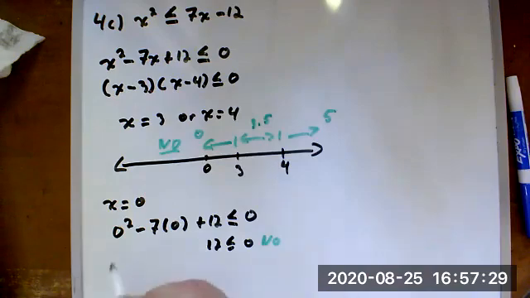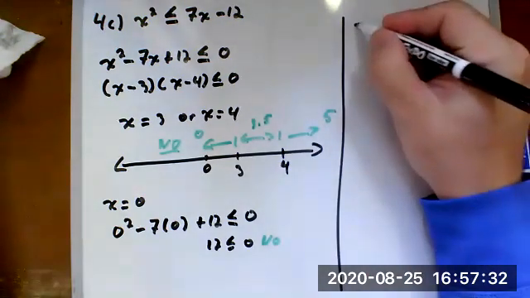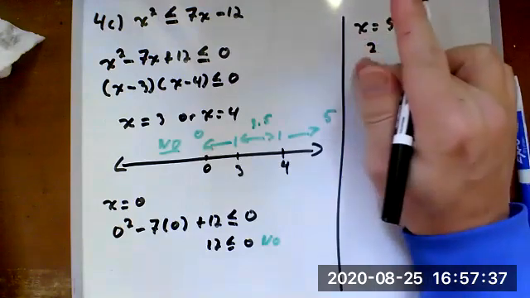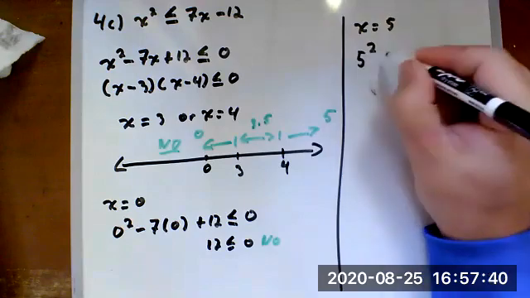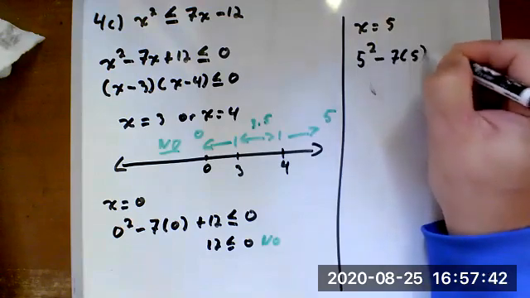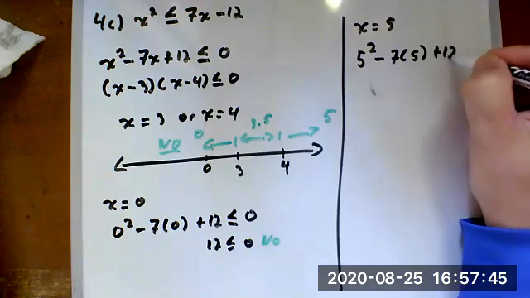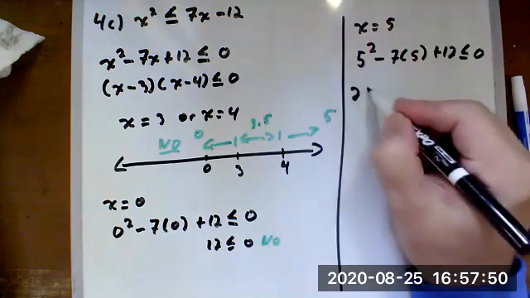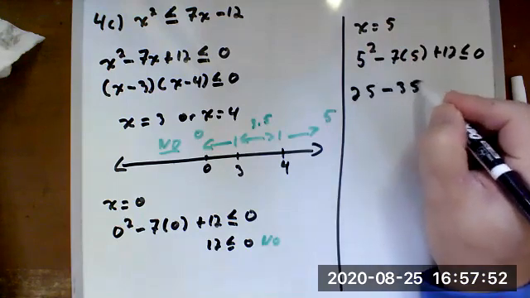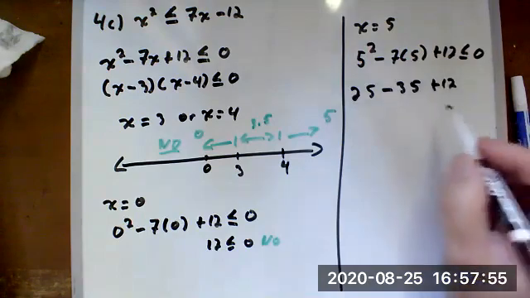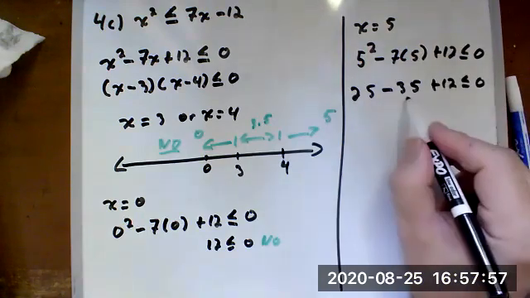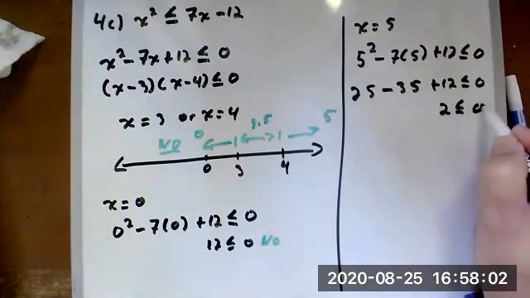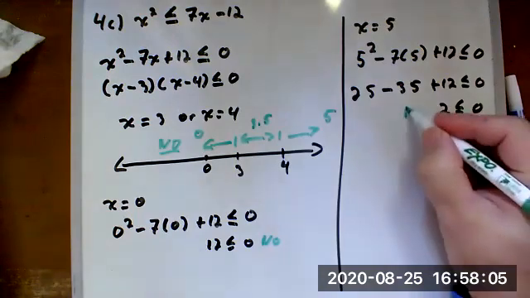We'll try 5. Gives me 5 squared minus 7 times 5 plus 12. This one's going to be close. 25 minus 35 plus 12 less than or equal to 0. 25 minus 35 is negative 10. Plus 12 gets us to 2. That is not less than 0, so that is also a no.